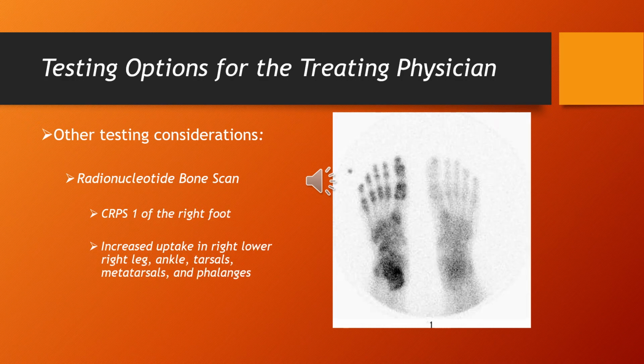Take a look at the foot. We have CRPS of the foot, and this is a plantar view of the feet, and it reveals an increased tracer uptake involving the lowermost right leg, ankle, the tarsal, metatarsals, and phalanges. And again, the dot that you see is another hot marker distal to the fifth toe, and that's indicating the right side.